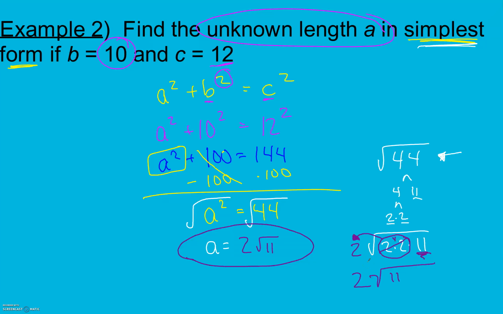If you're not sure if those are the same, you can take the square root of 44, which is approximately 6.6, and you can take 2 times the square root of 11, which is approximately 6.6 as well.